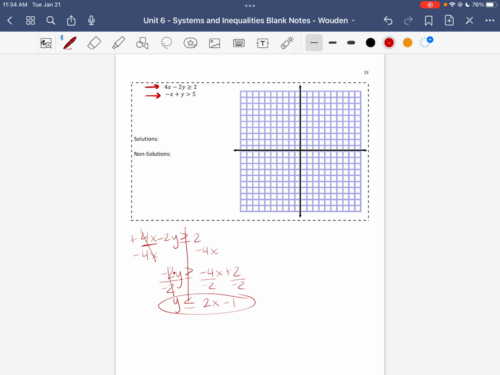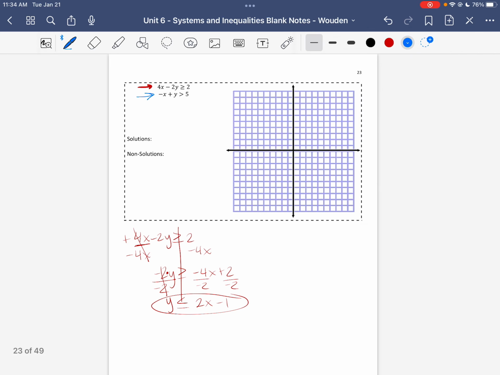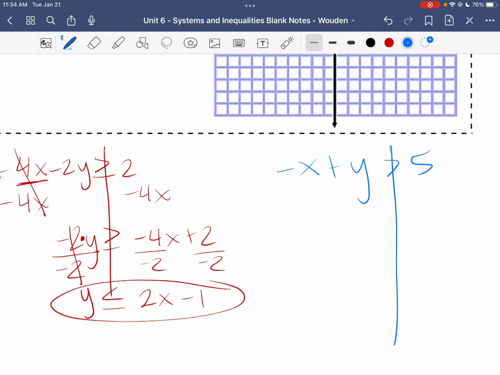I'm going to go back up here and let's do our second one. I'm going to do that in blue. Okay, I have negative x plus y is greater than 5. Okay, we've got to get y by itself. So I'm just going to add my 1x on both sides. Okay, so y is greater than x plus 5. That is my new inequality that I am working with.